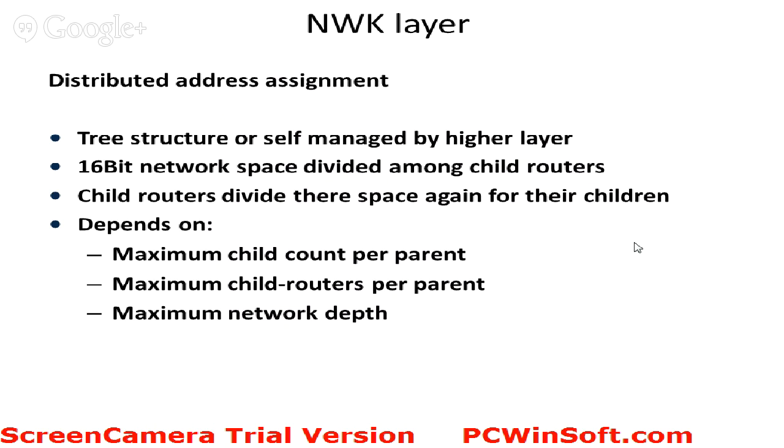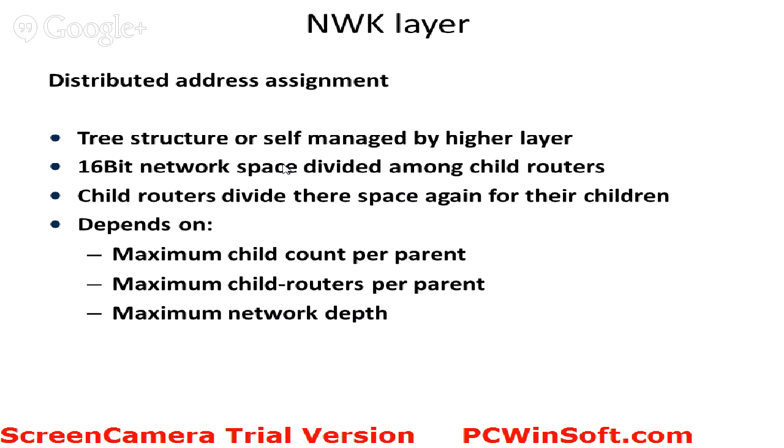Now, what are the tasks which are performed by the network layer? First of all, it performs the task of distributed address assignment. The address assignment can be a tree structure or be managed by the higher layers. Within ZigBee networks, we have two types of addresses. One is the 64-bit MAC address, which is unique, and the other is the 16-bit network address, which is assigned by the coordinator, and two entirely different ZigBee networks can have the same network addresses within their networks. But the MAC address would be unique.